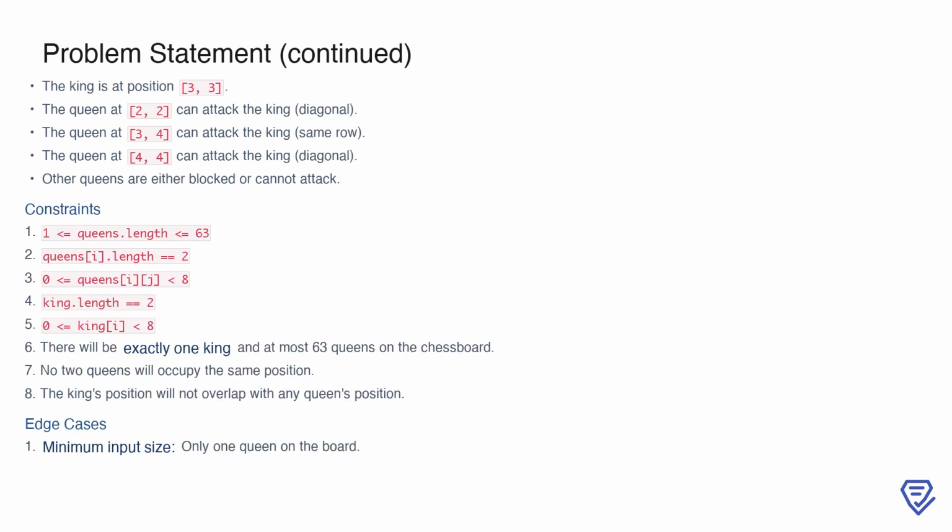Now consider another example where the input specifies queens at positions 0,0; 1,1; 2,2; 3,4; 3,5; 4,4; and 4,5, with the king at 3,3. In the output, we return the positions 2,2; 3,4; and 4,4, as these queens can attack the king. On the chessboard visualization, the queen at 2,2 attacks diagonally, 3,4 attacks from the same row, and 4,4 attacks diagonally. The other queens, such as those at 3,5 and 4,5, are blocked or are not in a direct line of attack.